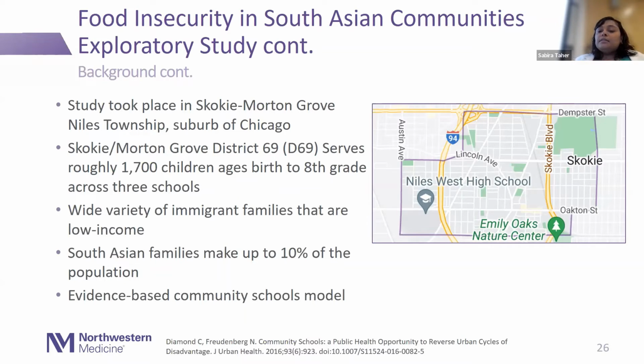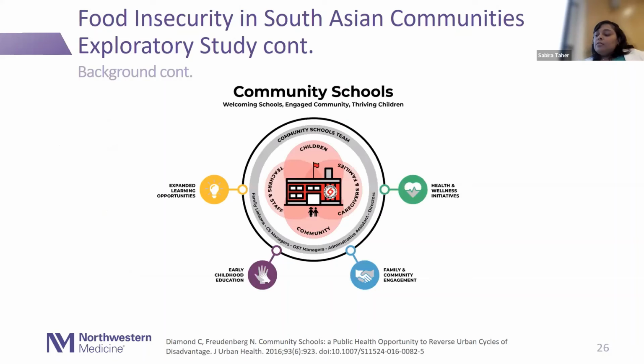And D69 uses an evidence-based community schools model to transform schools into neighborhood hubs. Essentially, this is where students and families can access an array of social needs and health services. And it really re-envisions schools, not just as academic centers, but as full service community centers.